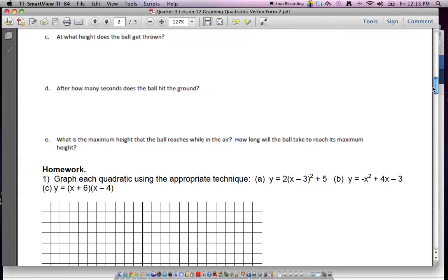0. No. What's the y-intercept on this function, guys? 6. 6. So it gets thrown from a height of 6. Oh no, it says exactly, after how many seconds does the ball hit the ground? We just did that a minute ago. 6.06, good. What is the maximum height that the ball reaches while in the air? 150, right? And then it says, how long does it take for it to reach its maximum height?